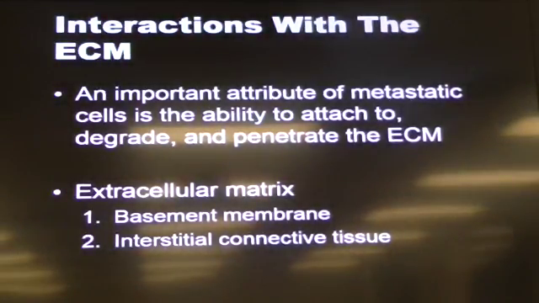Okay, so now we're just going to talk about how the tumors do this. An important attribute of metastatic cells is the ability to attach to, degrade, and penetrate the extracellular matrix. That's the only way they can get from one place to the other. You have the extracellular matrix of the basement membrane, and you have the extracellular matrix of the interstitial connective tissue.